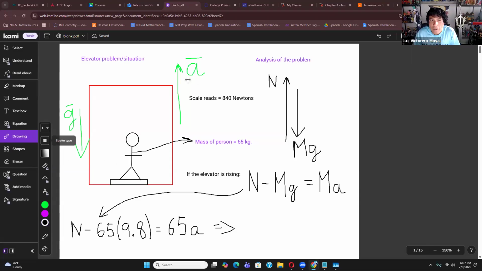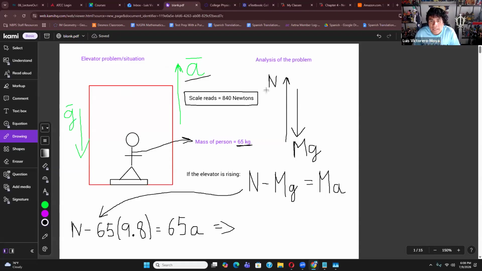But we have here an elevator going up. The mass of the person is 65 kilograms, like an average person, but the scale is reading 840 newtons. So it's easy to compare these two and realize that the scale is not reading the weight of the person. The scale is reading more. Why? Because of the acceleration of the system, in this case, the elevator.